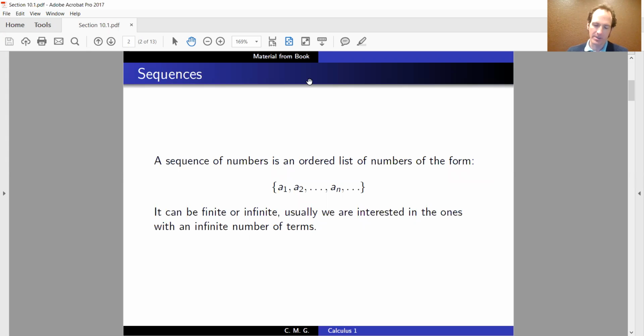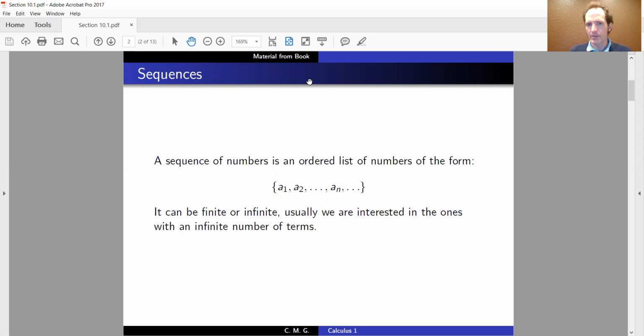So a sequence is an ordered list of numbers, and it's going to take the form A1, A2, A3, and so on. It can be finite or infinite. Usually we're interested in infinite ones. In particular, those are the ones that you would have seen in an elementary school setting, which is kind of weird, because you don't call them infinite in elementary school, but they go on forever. You can continue adding terms to this sequence of numbers, and that's what we would ask of you to do, right? So we're usually interested in these infinite ones.